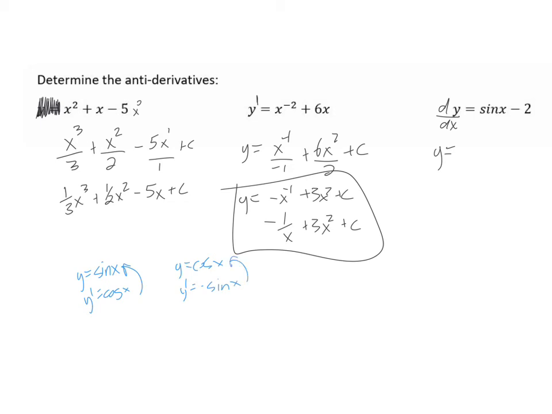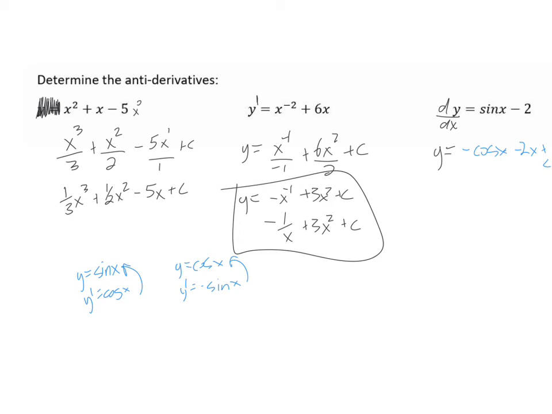Antiderivative of sine, like the one we have in this question, will be negative cos, because negative sine would turn to cos. So a positive sine would change it to negative cosine. So we get negative cosine x minus 2x plus c. And that's it for that one.